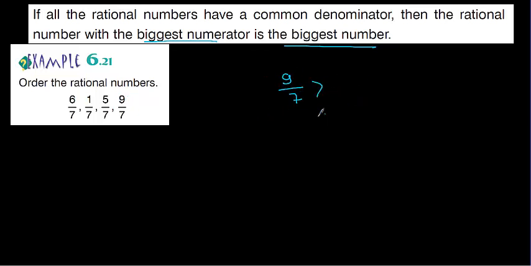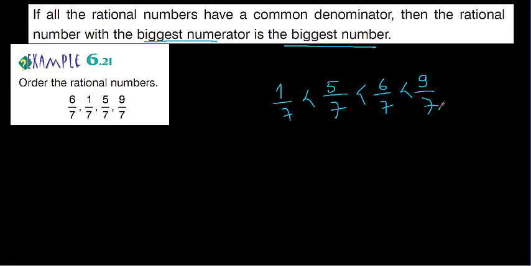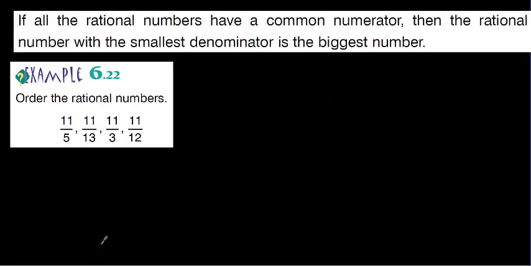Or I can write from the smallest to greatest, that's better I think. 1 over 7 is the smallest, then 5 over 7 is smaller than 6 over 7, which is smaller than 9 over 7.